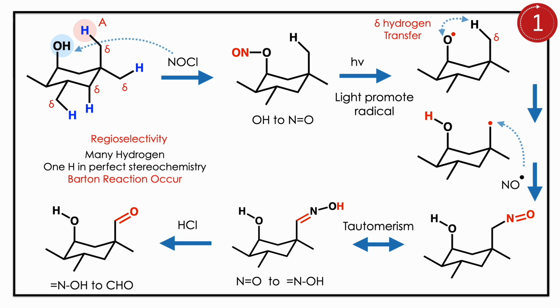The stereochemistry is positioned better, so A hydrogen will be involved in the transfer. You have the O-N=O, then hydrogen transfer occurs, then NO forms. Finally, you have a ketone. The first step is our interest because of regioselectivity. The Barton reaction occurs through a perfect six-membered intermediate. Only A hydrogen gives the best position. The concept you have to learn here is that in a cyclic system, the Barton reaction involves regioselectivity.